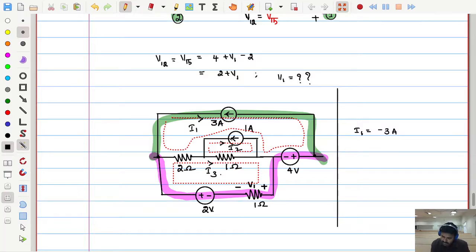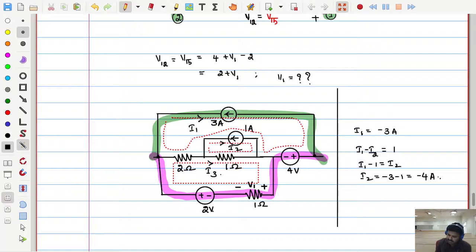Next, see that I1 minus I2 is equal to 1 ampere from this second current source. The second current source's direction is in the direction of I1. So from the mesh 1 perspective, I can write I1 minus I2 is equal to 1 ampere. Now we already know I1, so I1 minus 1 is equal to I2, where I2 will become minus 3 minus 1, which is equal to minus 4.